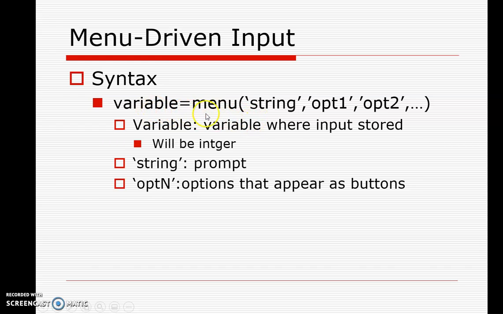It has a similar form to the input in that you're going to store things in a variable. So variable equals the word menu, and then a string, which is like a prompt at the top of the menu, and then the different buttons and what they are going to represent. What will happen is the person will see the menu, hit a button, and the number of the button they hit will go into the variable. So if they hit the first button, that's a 1. For the second button, it's a 2. It'll have to be an integer.